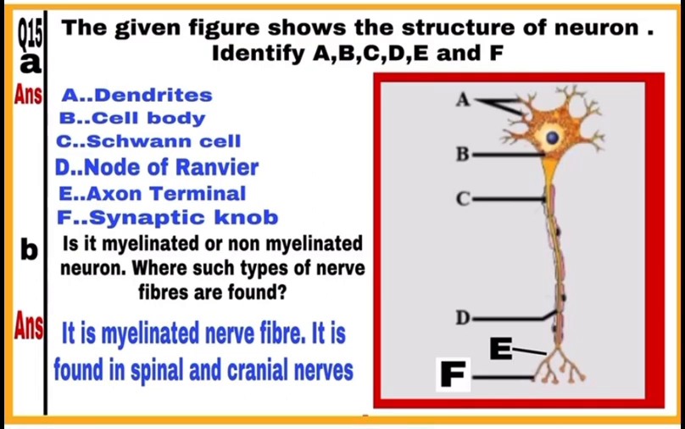Part B. Is it myelinated or non-myelinated neuron? Where such type of nerve fibers are found? It is a myelinated nerve fiber and it is found in spinal and cranial nerves. Note one important point. Non-myelinated nerve fibers are commonly found in autonomous and somatic neural system.